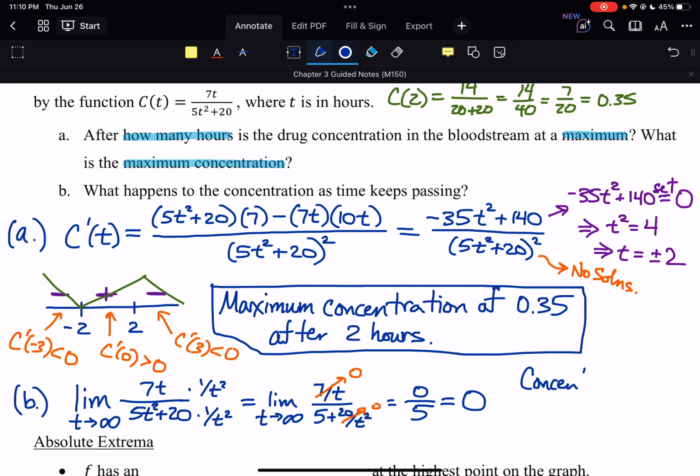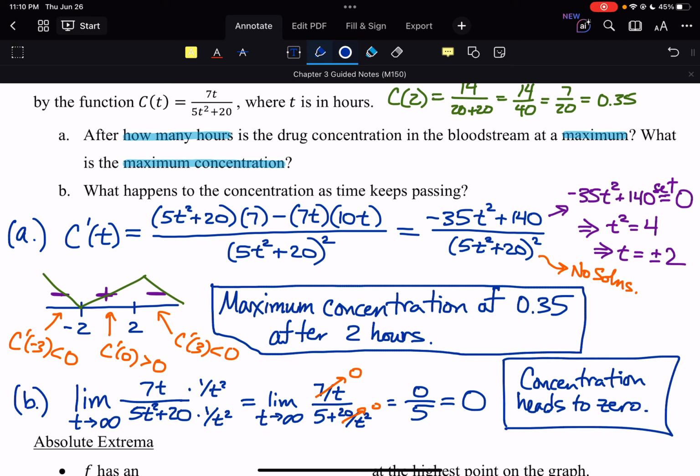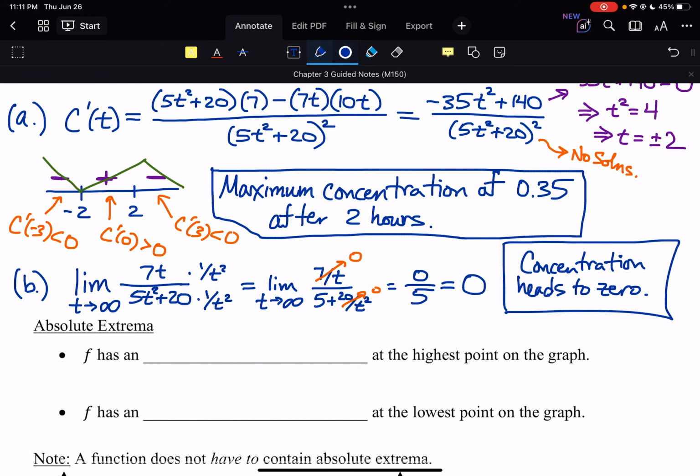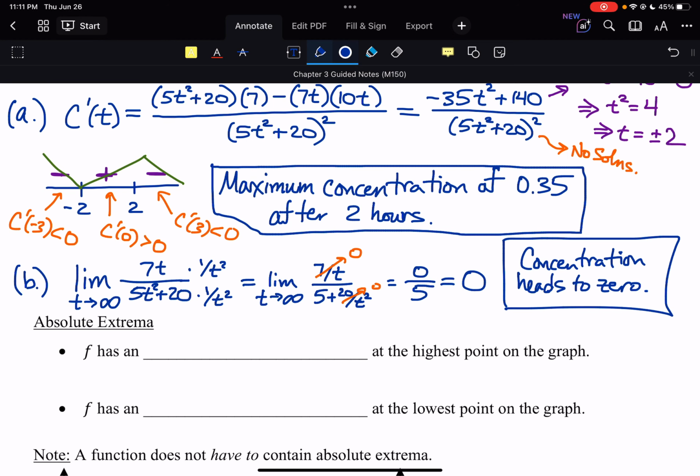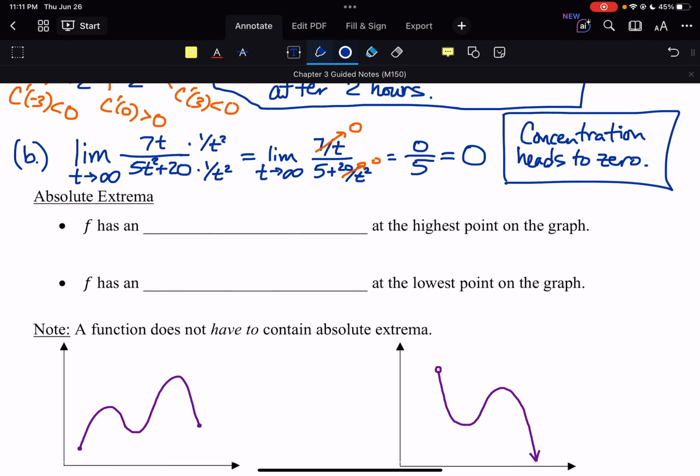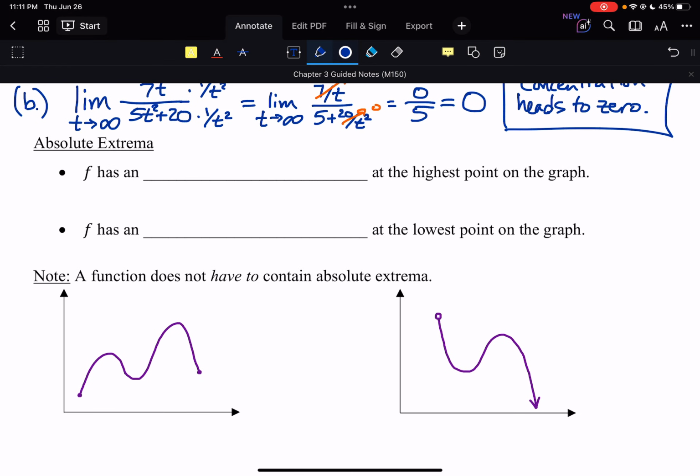So we can say the concentration heads to 0. Which again should match what we would know intuitively as well. Now, everything that we've talked about up to this point has been dealing with relative extrema. So finding the maximum and minimum value in the immediate vicinity of these points. But we can also talk about what happens when you have an absolute extrema, an absolute extreme value.